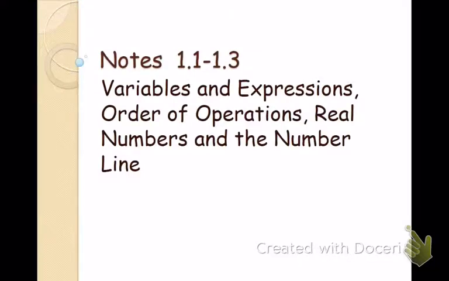All right, welcome to your first set of notes, sections 1.1 to 1.3. We're going to do a little bit of review. This stuff you should have seen before. We're going to talk about variables and expressions, order of operations, how we simplify algebraic expressions, talk about the different number types, different number lines and subgroups of the number line, and do some preliminary work on simplifying.